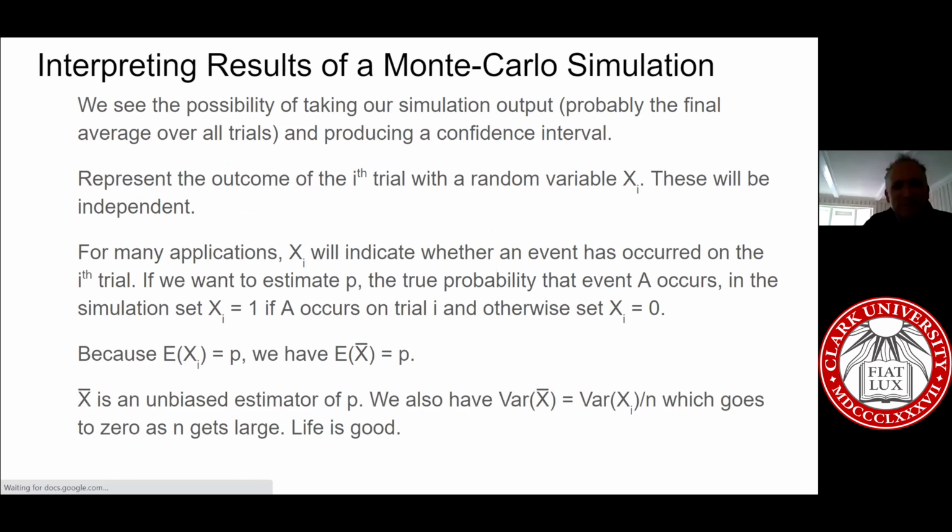All right, so how do I interpret the results then using the inequality? We see the possibility of taking the simulation output, probably the final average over all trials, and getting a confidence interval now using Chebyshev's inequality.